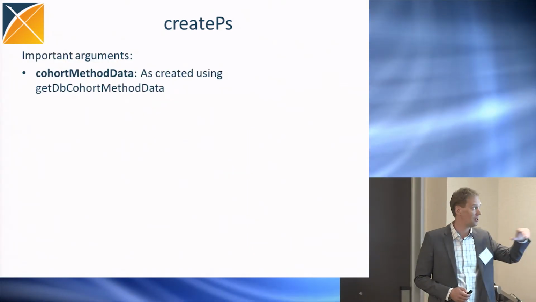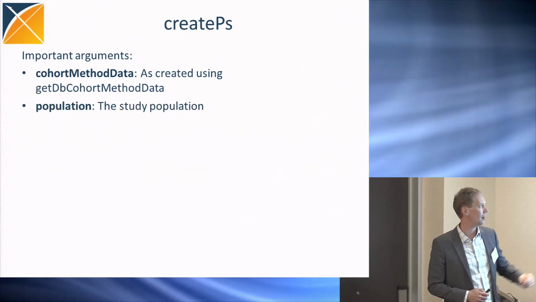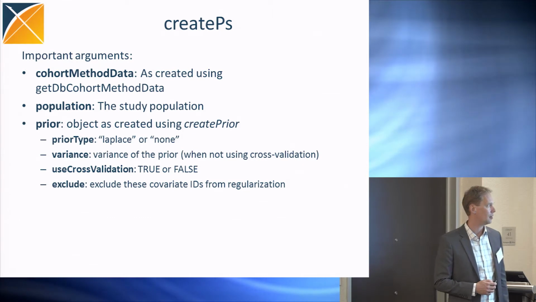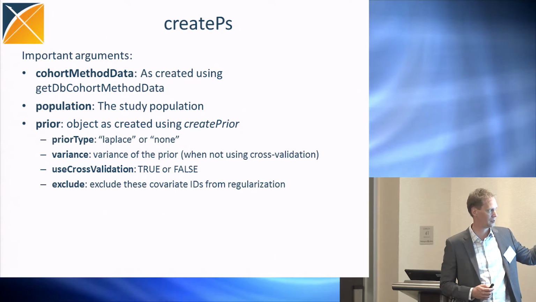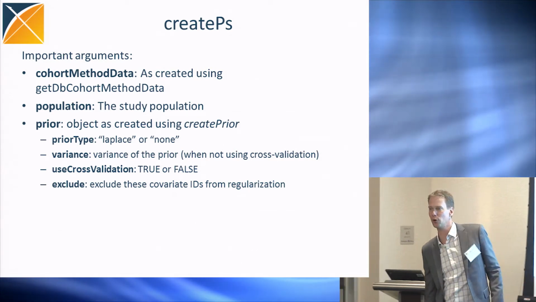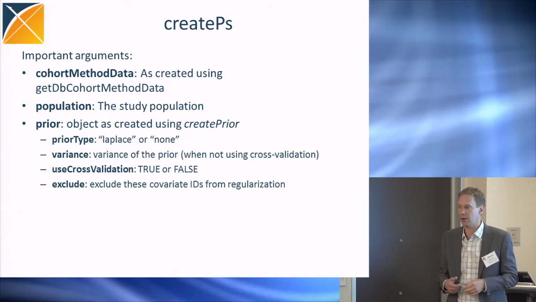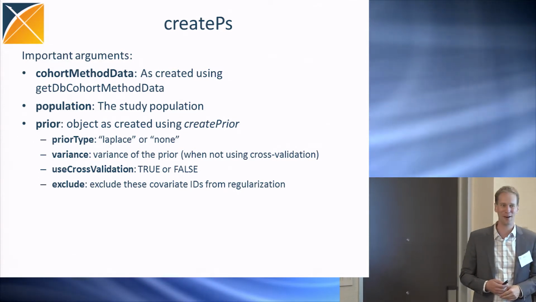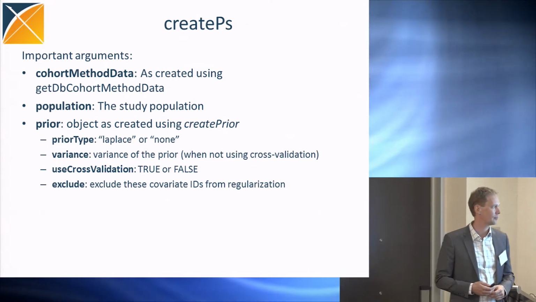The createPS function has arguments: the covariate metadata object, of course, because that holds all the covariates; and the study population that you've now created, because it has to restrict to that population. There is an argument called prior that specifies the prior you want to use. By default, it's Laplace. I forgot to mention that you can also set it to normal. You can also set it to none, meaning no prior is used and it becomes an ordinary logistic regression. In this case, because we only have 17 covariates, it will just work fine if you set it to none.